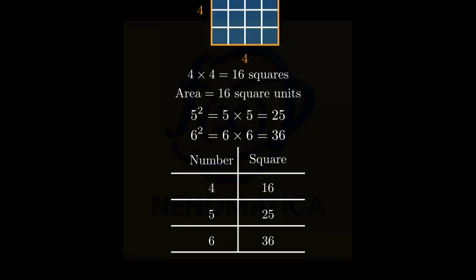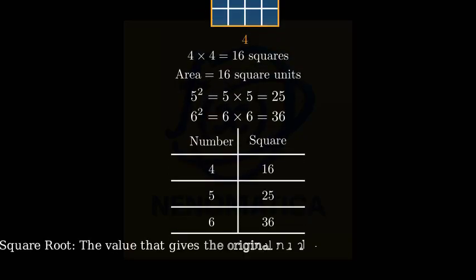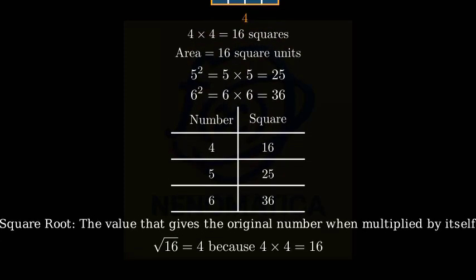Now, let's understand what a square root is. The square root of a number is the value which, when multiplied by itself, gives the original number. For example, the square root of 16 is 4, because 4 times 4 equals 16. We write this using the square root symbol as shown here.